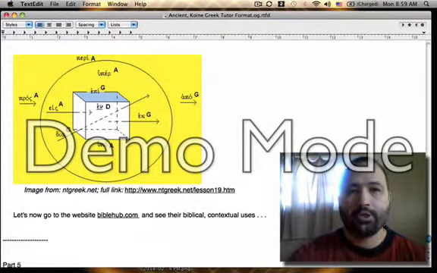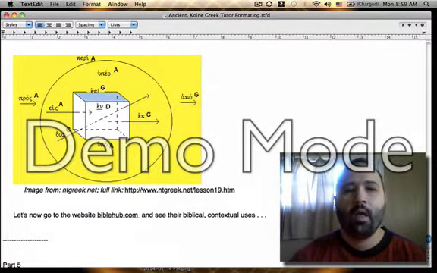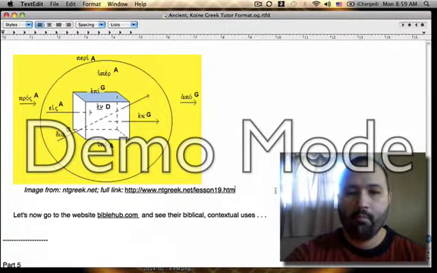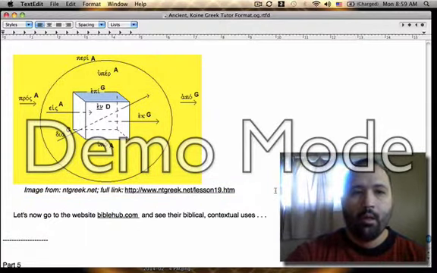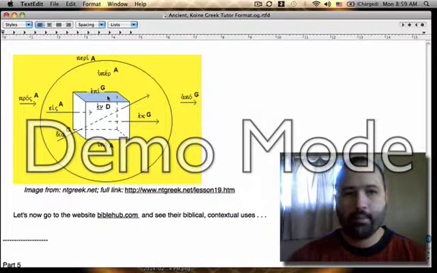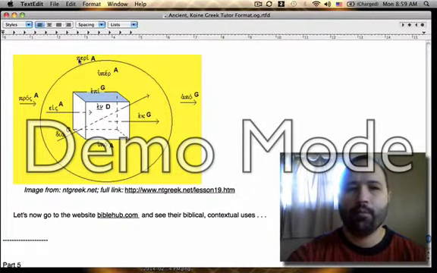Simple meanings. Here's a geometrical example from ntgreek.net. I take this from their website, and here's the full link right here. So, again, general meanings, but now we're going to use a geometrical example. Let's go over peri. We didn't really go over that one.